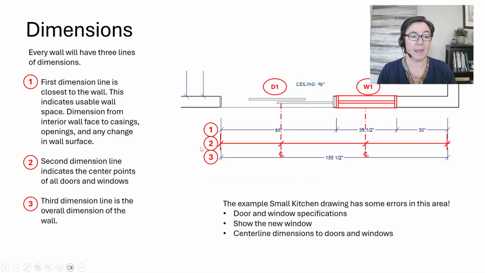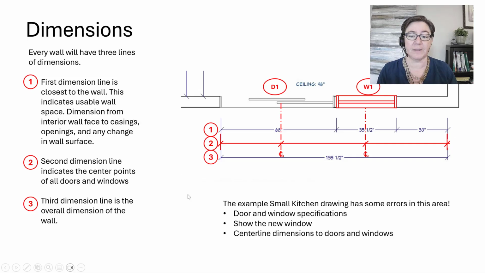The second one is different. Here is our second dimension line. And it's going to indicate the center points of all doors and windows. If you are familiar with AIA graphic standards, which I'm assuming you are, AIA measures to the center line of doors and windows. This right here on the construction plan is where NKBA gives that same type of measurement. The difference is we're measuring from the interior wall face.